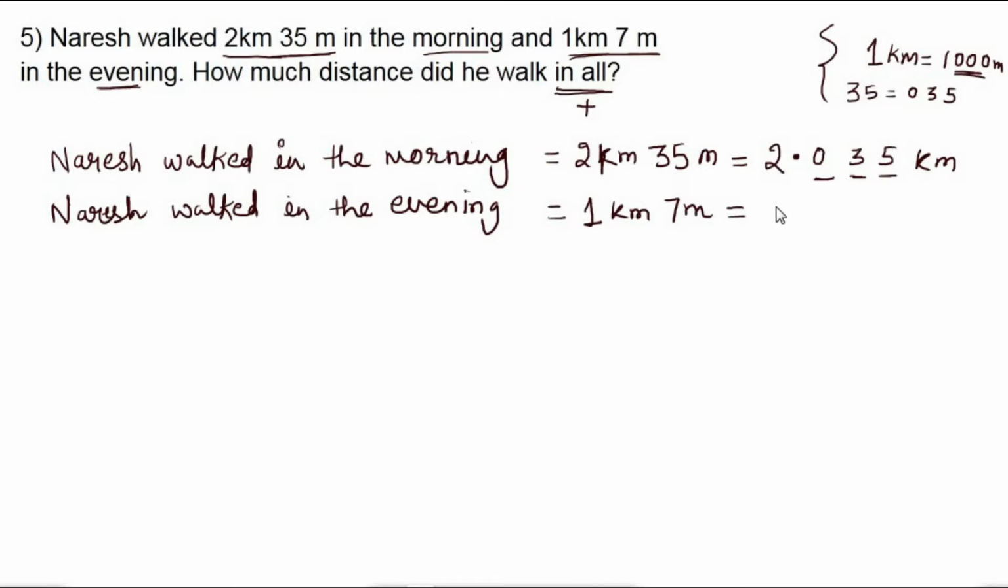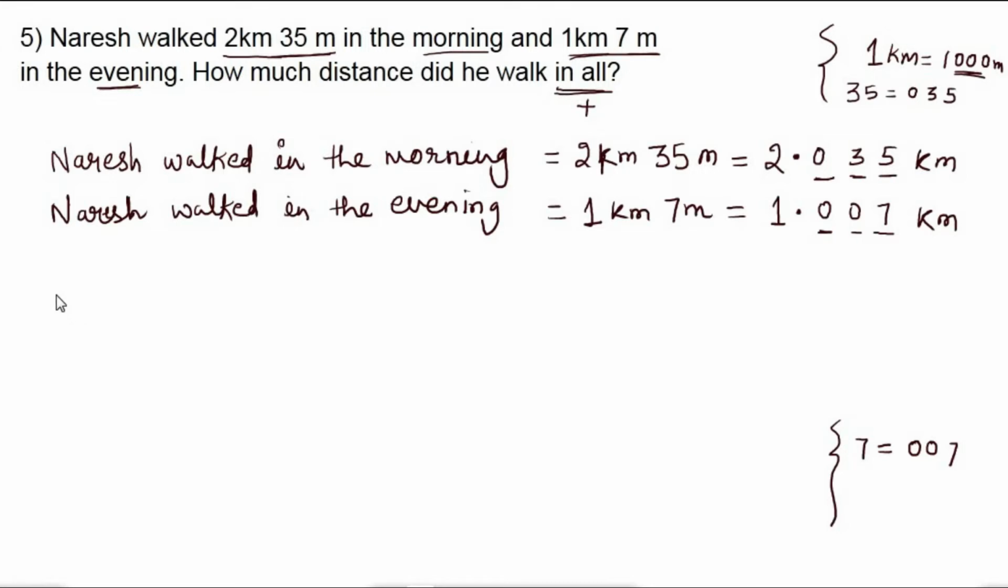Same here, we will write 1 as it is, then decimal point, and then 3 digits after the decimal point we will use to represent the meter part. But here we have only 1 digit. So how can we change this 7 into a 3 digit number? We can write 007 for this single digit 7. So we will write this as 1.007 kilometer.